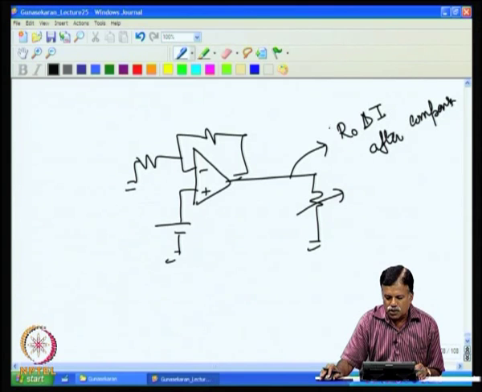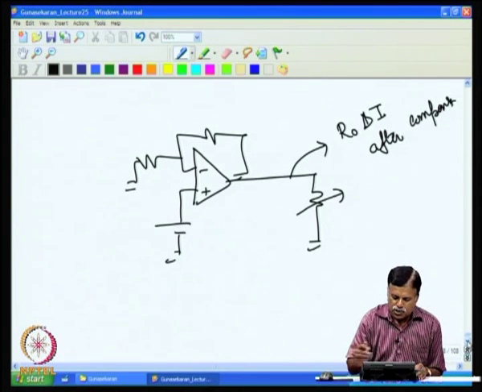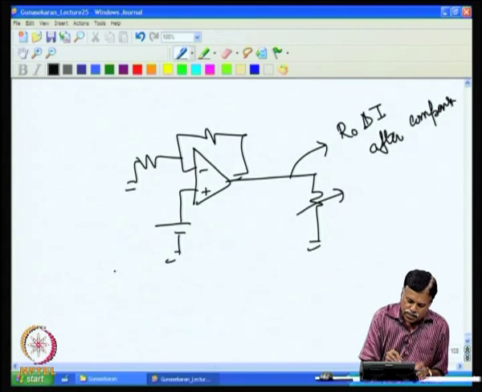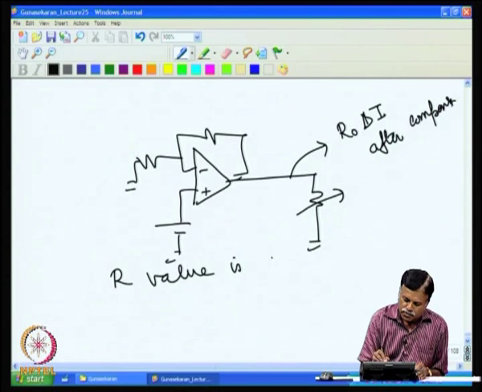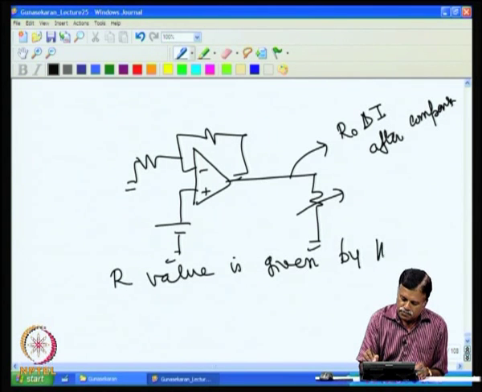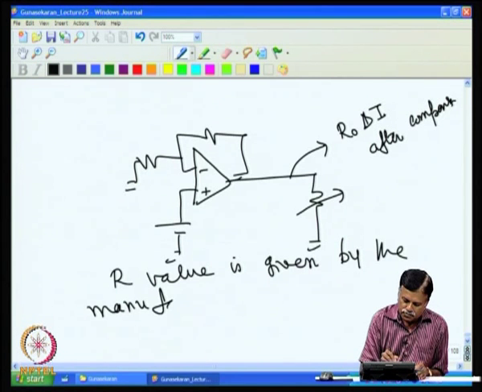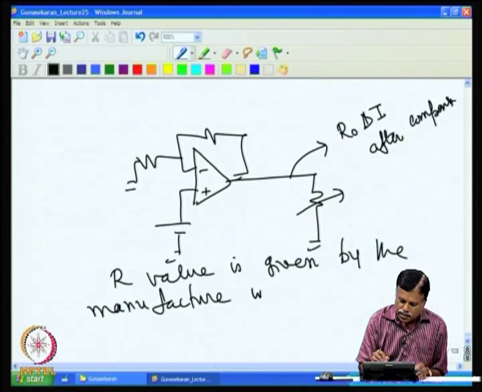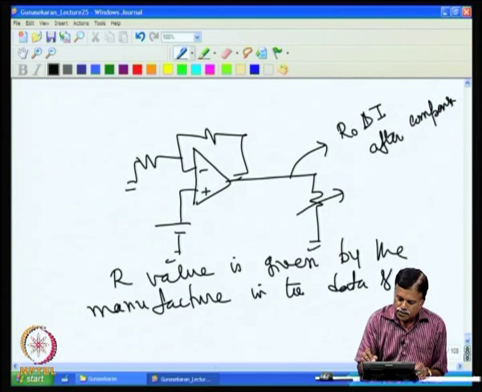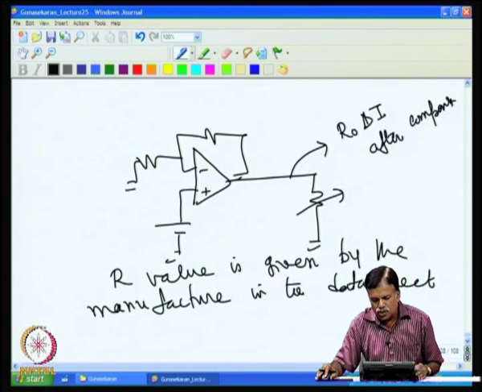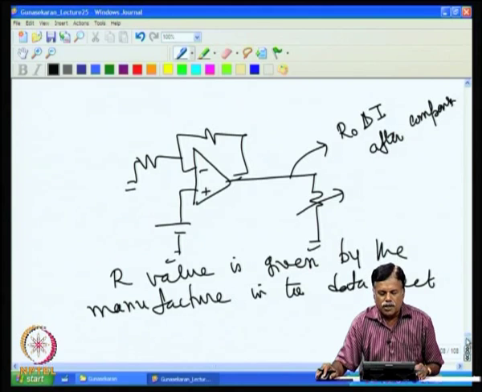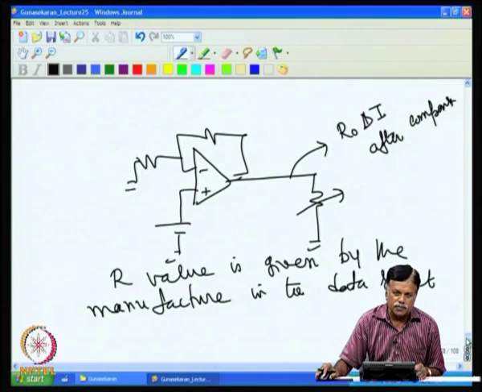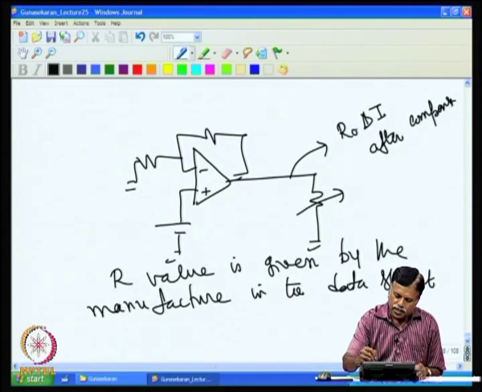So one can find out what R0 is from the manufacturer's data sheet, because R0 can be found out from the actual R value, which is given by the manufacturer in the data sheet. Once that is known, the closed loop gain and the open loop gain, which we can also find from the data sheet, give the output resistance. And once the output resistance R0 is known, one can find out delta I, and the multiplication of the two gives you the actual output voltage change.